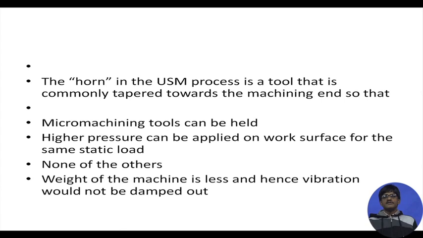The horn in the USM process is a tool that is commonly tapered towards the machining end so that micromachining tools can be held, higher pressure can be applied on the work surface for the same static load, none of the others, and weight of the machine is less and hence vibration would not be damped out. So first of all, if you want to hold micromachining tools, the tools themselves can be small. Why does the horn have to be small in that case? So the first option is not correct.